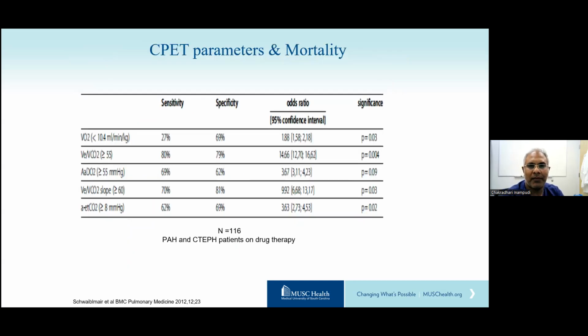And when it comes to looking at CPET parameters from the mortality perspective, we've previously talked about this, which is if your peak VO2 is less than 10.4, with a high specificity of 69%, there is a high risk of mortality, 1.88. But if your VE/VCO2 slope is greater than 55, as you could see here, the odds ratio is almost 15, indicating a very poor prognosis too. And if it's more than 60, it's also quite bad. This is a study that looked at 116 patients, and PAH included both PAH and the CTEPH patients on drug therapy.